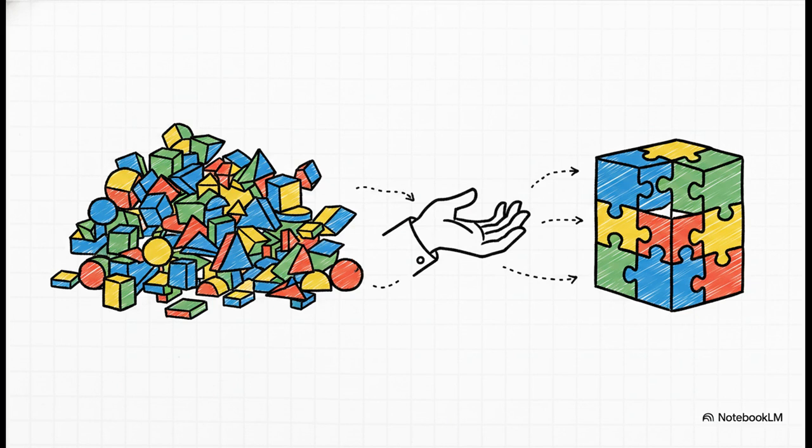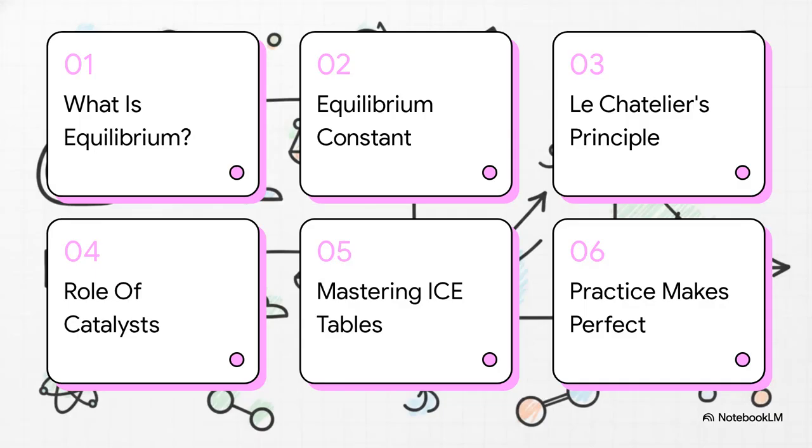I'm going to act as your personal guide through this material. We're going to take those overwhelming blocks of text and formulas from the guide and break them down into simple, logical building blocks. By the end of this explainer, you'll see that it's actually just a series of very manageable puzzles. To get there, we are going to follow a 6-step roadmap.